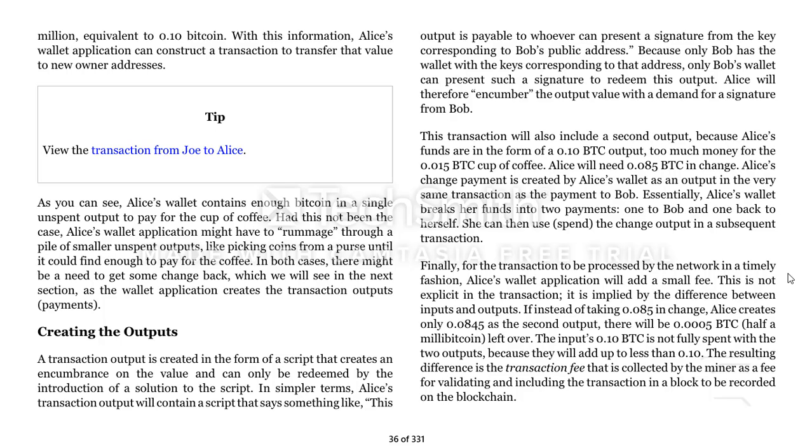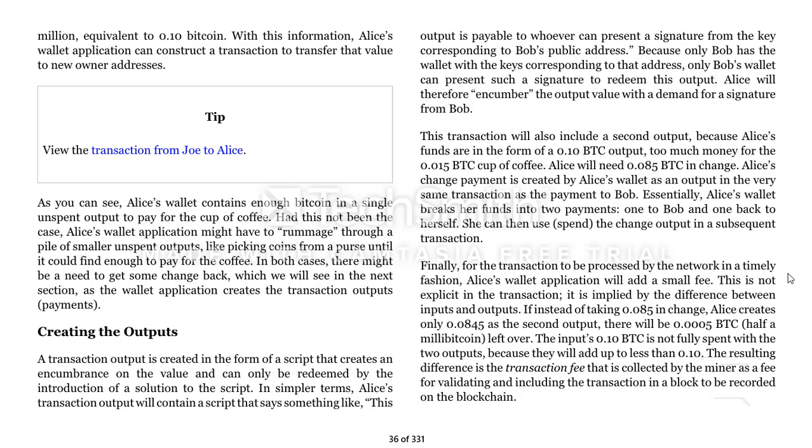Alice will therefore encumber the output value with a demand for a signature from Bob. This transaction will also include a second output, because Alice's funds are in the form of a 0.10 BTC output, too much money for the 0.015 BTC cup of coffee. Alice will need 0.085 BTC in change. Alice's change payment is created by Alice's wallet as an output in the very same transaction as the payment to Bob. Essentially, Alice's wallet breaks her funds into two payments, one to Bob and one back to herself. She can then spend the change output in a subsequent transaction.